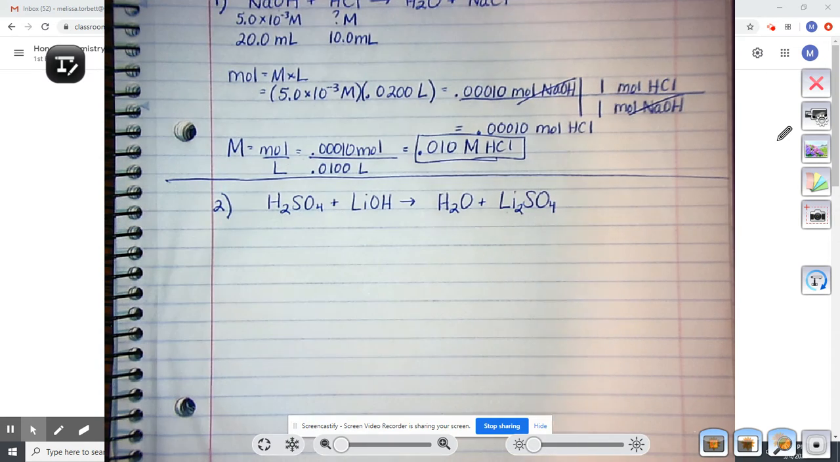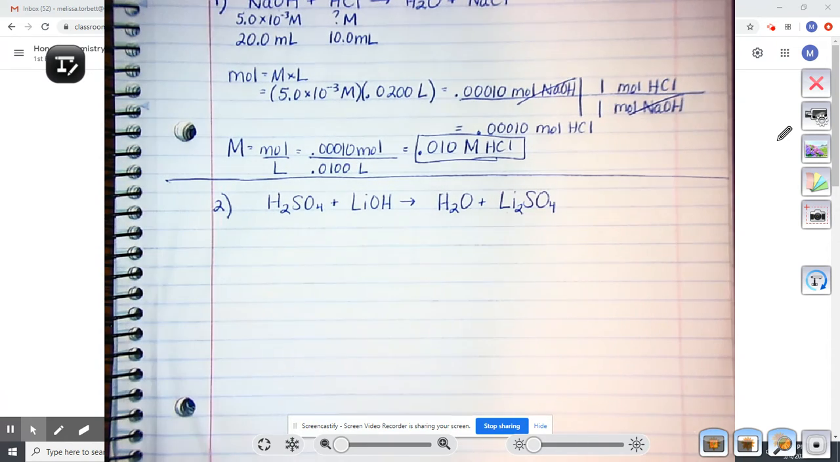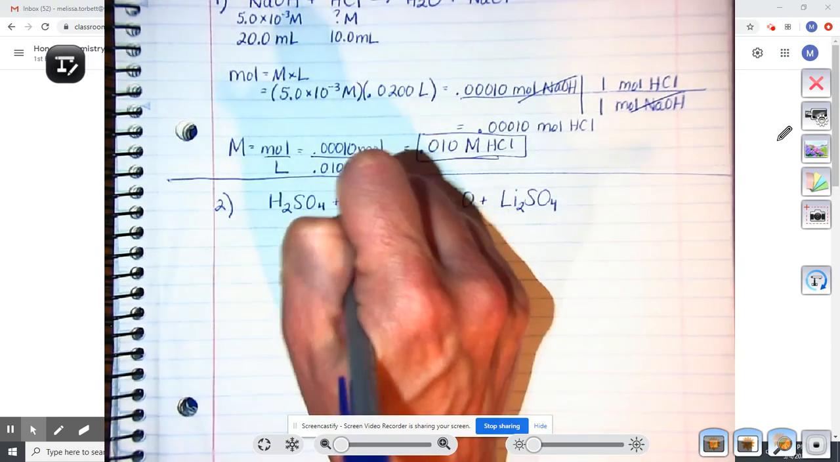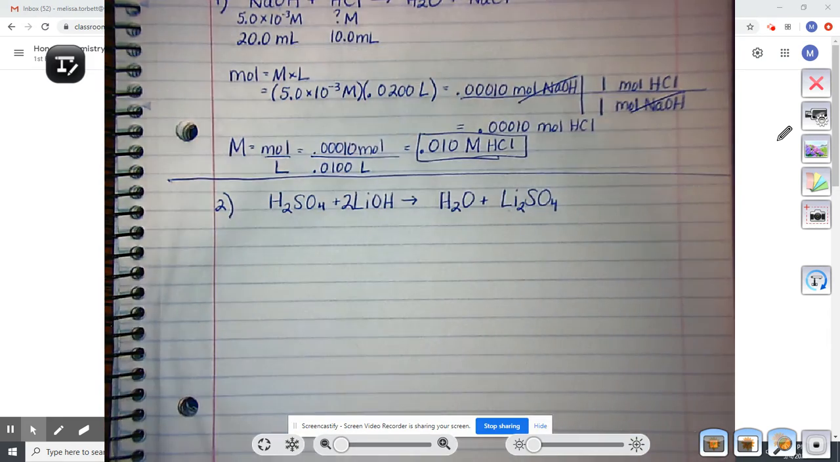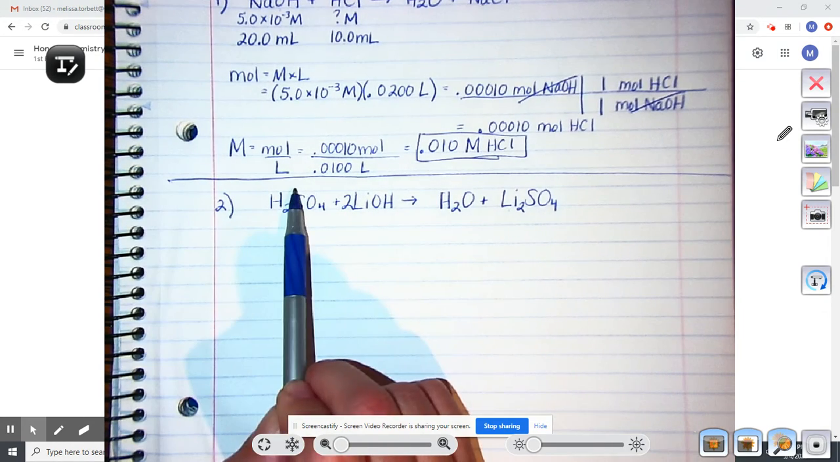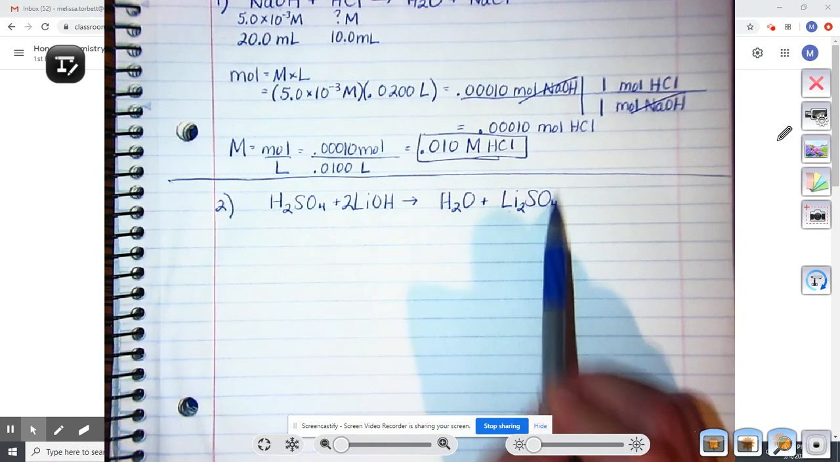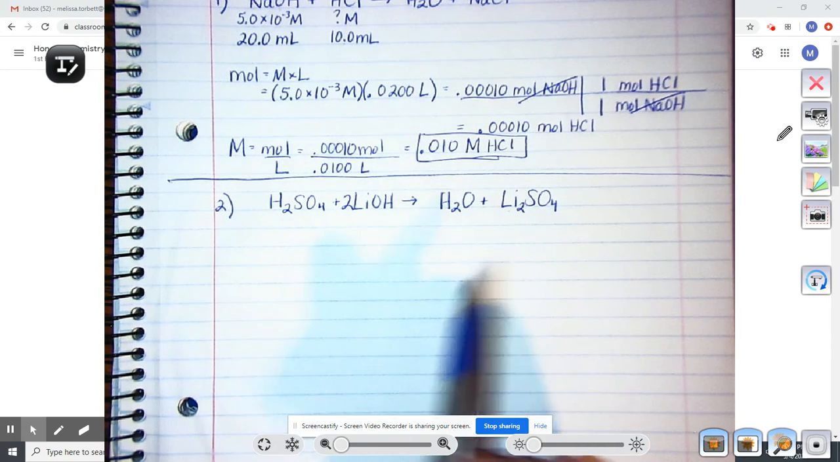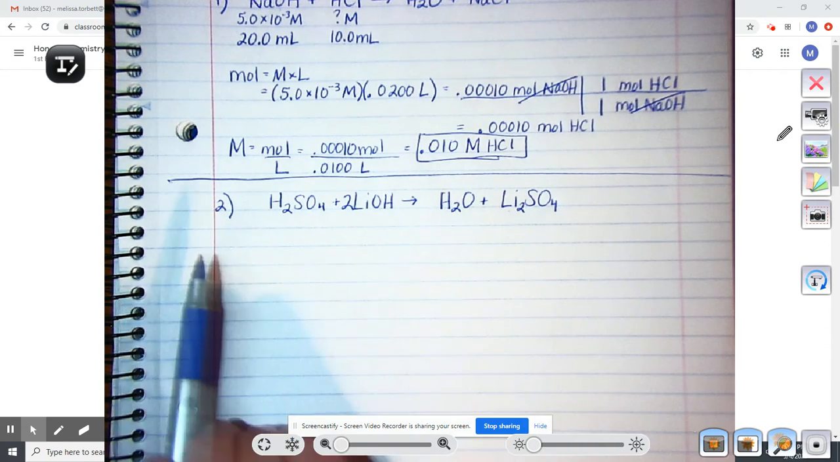Okay, we need to balance. Balancing practice, balancing, remembering metals first. Lithium's a metal, lithium's a metal. 2 here, 1 here. So I'm going to put a 2 in front. Then you can go to the polyatomic ions. I have 1 sulfate here and 1 sulfate here. Sulfate's good. It's done. Now I'm going to go on to hydrogen because we save hydrogen, oxygen to the end.